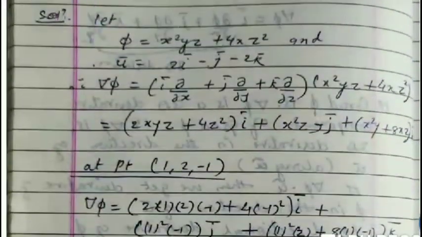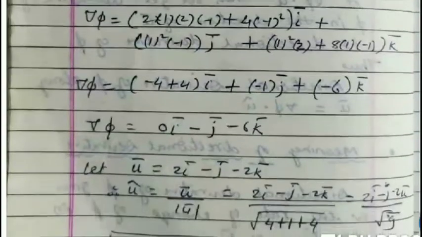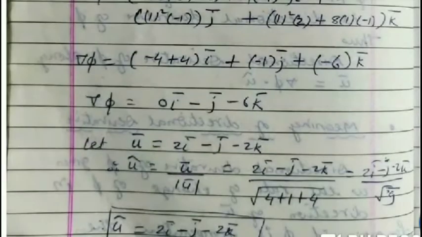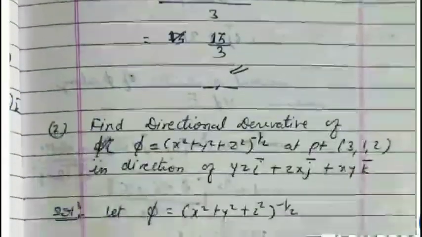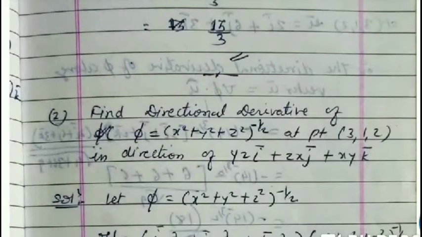Okay, so the procedure is: first find del phi, then second find u cap, and after that take the dot product of these two vectors. By doing this we get the directional derivative of the given phi along the given vector u.